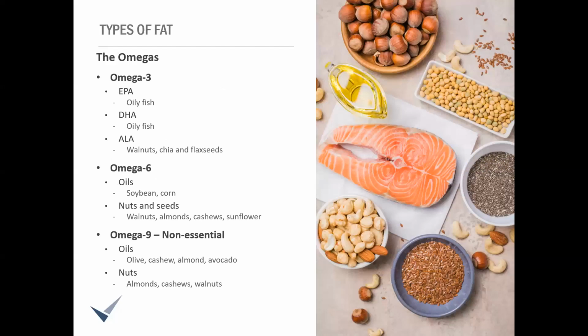So I want to dive into the omega fatty acids for a minute here. A lot of you have heard of omega-3, and I'm sure some of you may have heard that there are a couple others, omega-6 and omega-9. Maybe not, maybe you have, but there are 3 different types. So let's break those down and talk about what we currently know about those.